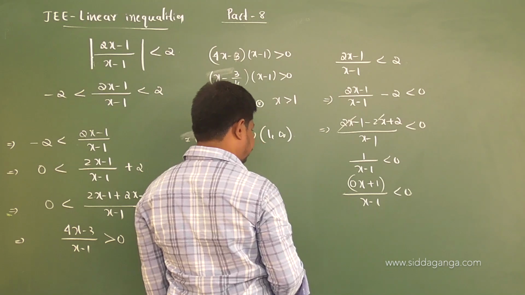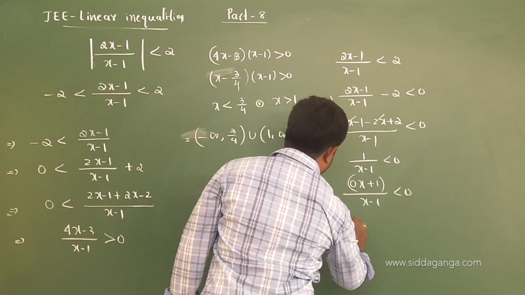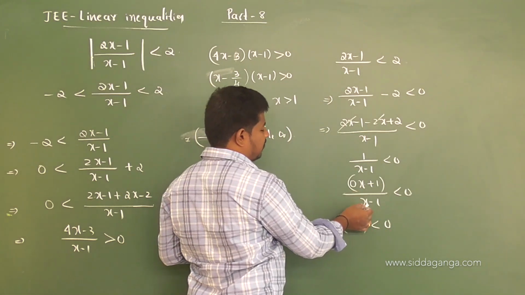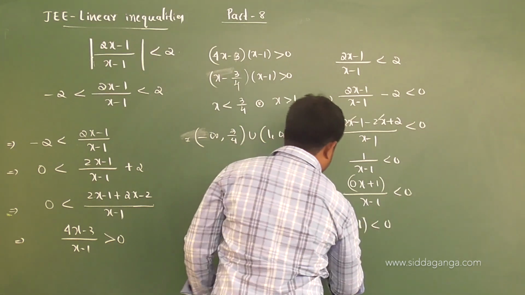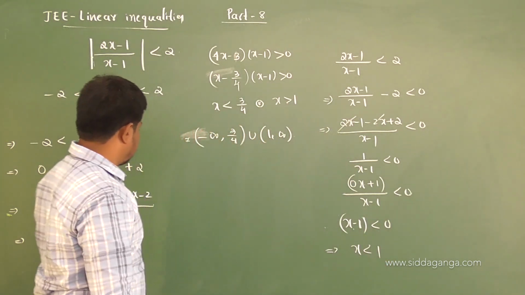Right? So I can write this as just x minus 1 less than 0. This is like (x minus a)/(x minus b) less than 0, nothing but (x minus a)(x minus b) less than 0. So this gives x is less than 1.